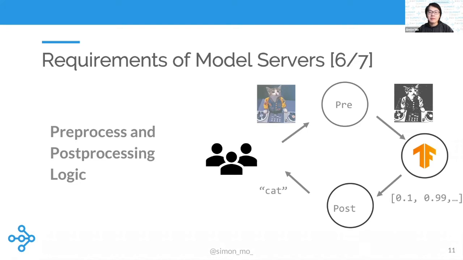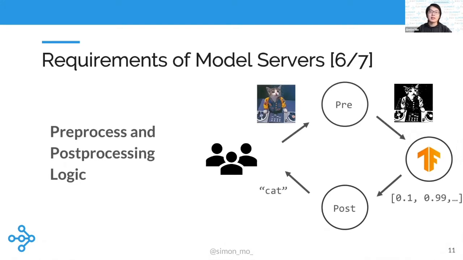There are also requirements for handling pre-processing and post-processing logic for the models. Typically, our models accept numeric tensors and output numeric tensors. But this is not what the end user wants. The model expects a validated, transformed input. The output array of floating point numbers means nothing to the end user of the machine learning application. Therefore, pre-processing and post-processing logic is critical to ML model servers.